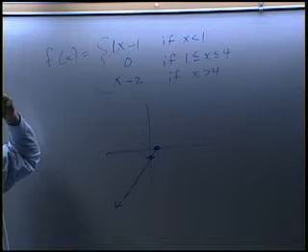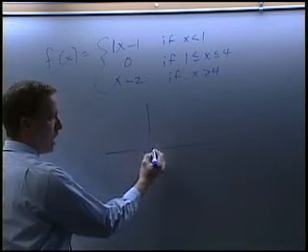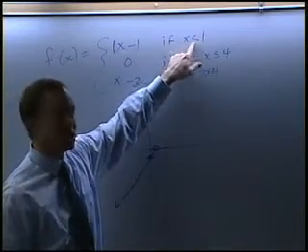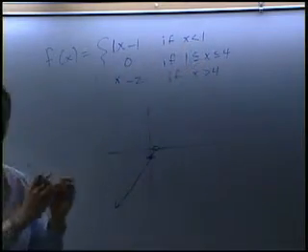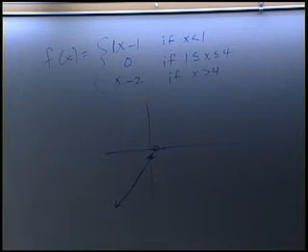For right now, this should probably be an open circle, since we don't actually get to the value x equals 1. I probably should have done it this way. Now, we may end up closing it here in a minute.